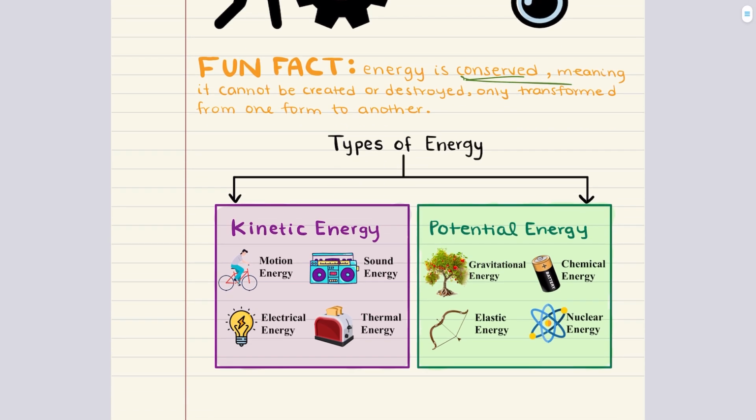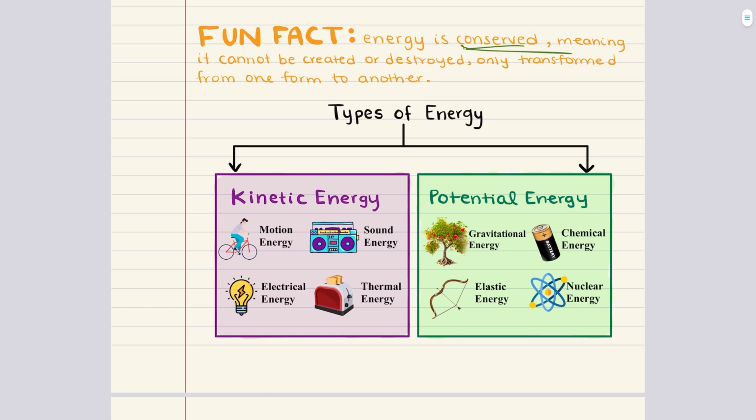Now let's talk about the different types of energy we might encounter. We can divide all energy into two broad categories: kinetic energy and potential energy. Potential energy is energy due to position or composition. Various types of potential energy include gravitational potential energy. This is energy stored by objects due to their position above Earth's surface. Then there's elastic potential energy. This is energy stored when objects are stretched or compressed.